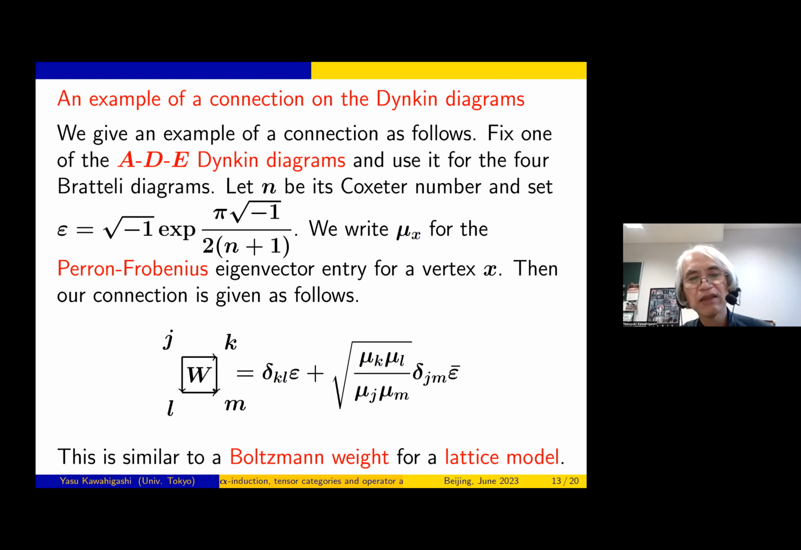And actually, this is very similar to the Boltzmann weight in the lattice model situation. So here we have one graph, and we make a square from one graph, and we have an assignment of a complex number. This is really similar and essentially the same to the situation of the Boltzmann weight in the lattice model situation, or IRF model situation. And exactly the same formula appeared in the setting, like the Andrews, Baxter, Forrester model. So this situation is very similar to this lattice model situation.